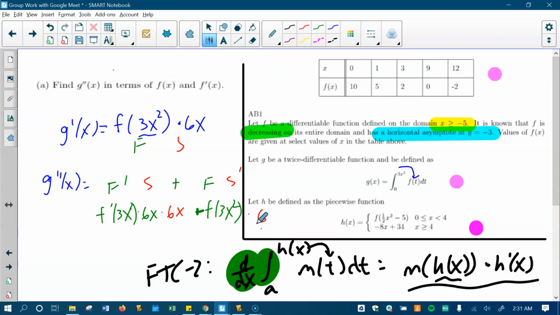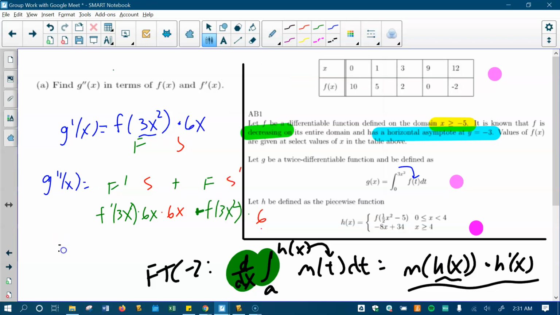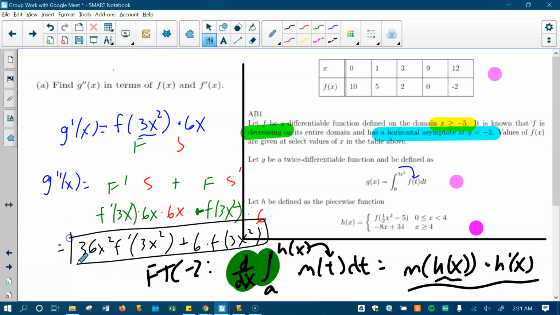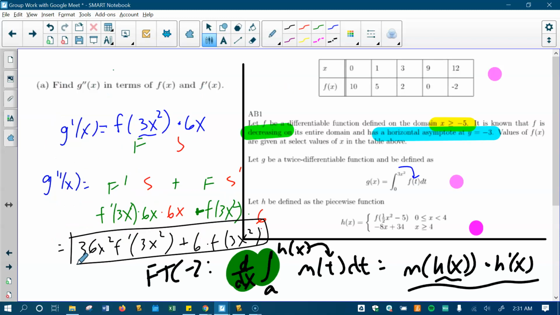You could clean this up if you wanted, but again, please, please, please be cognizant of time. You could rewrite this as 36x squared f prime of 3x squared, plus 6 times f of 3x squared. You could rewrite it that way if you want to. Let me just check to make sure my answer is correct. And it looks good. Okay, let's go on to the next one.